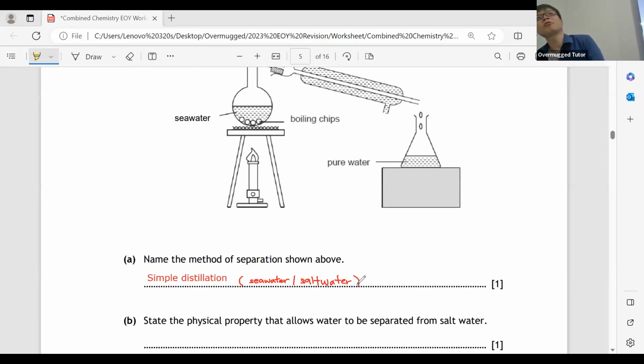So just now chromatography, how does it work? It is due to difference in solubility. How does separation in distillation work? It's due to difference in boiling point. Because they have different boiling points, they come out at different timing. They will boil at different timing and then they will condense at different timing. Then I'll move up so you can see.